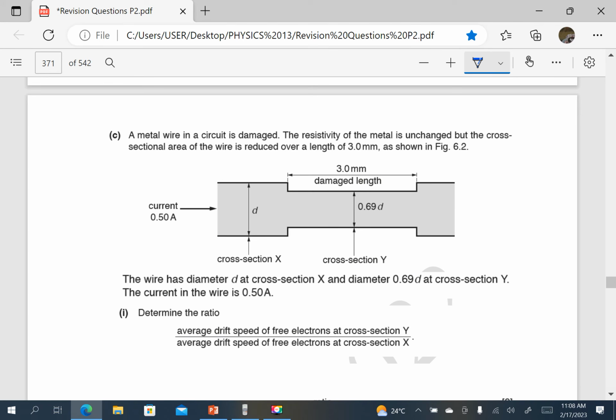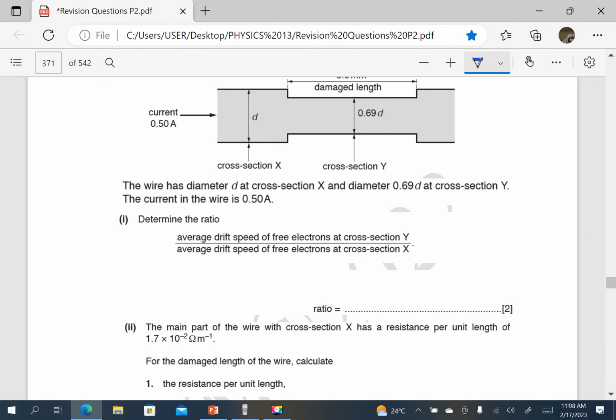A metal wire in a circuit is damaged. The resistivity of the metal is unchanged, but the cross-sectional area of the wire is reduced over a length of 3 millimeters, as shown in the figure. The wire has diameter D at cross-section X and diameter 0.969 D at cross-section Y. The current in the wire is 0.5 amperes. Determine the ratio of the average drift speed of free electrons at cross-section Y over the average drift speed of free electrons at cross-section X. So we have earlier on seen that I is equal to N A E V.